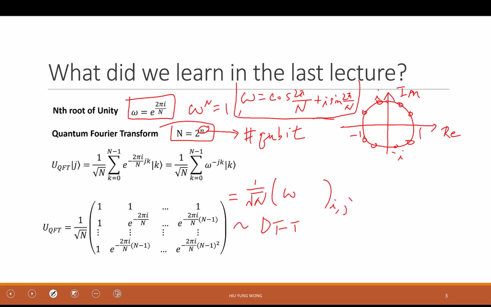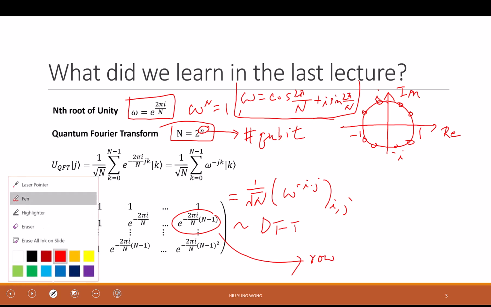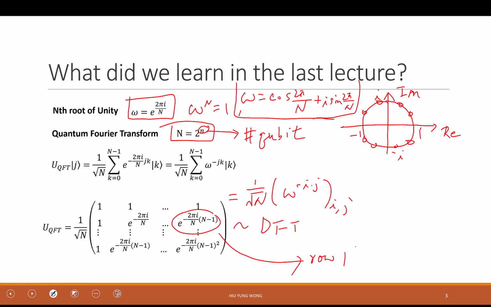Omega to the power what? Yeah, you forgot that. Negative i times j. You memorize this. For example, for this one, which row? This is row 1, we start from 0, and column n minus 1. And because of this, its element is omega to the power -1 times n minus 1.